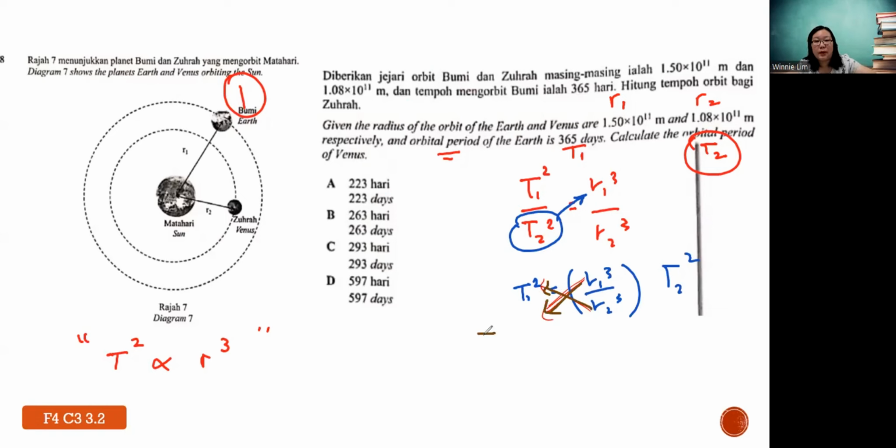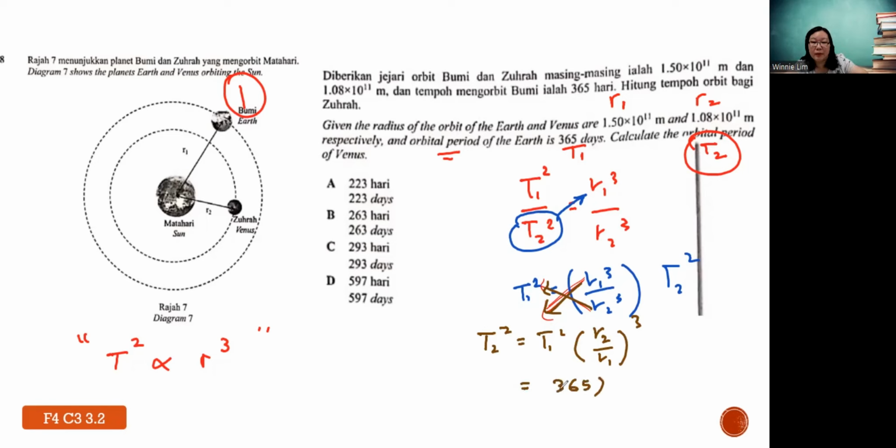Okay, so hence now you have T2 squared equals T1 squared multiplied by, but you swap, R2 over R1, but the whole thing you can straight away cube it. For those of you who do not know how to rearrange, teacher showed already. Now you can substitute the values.